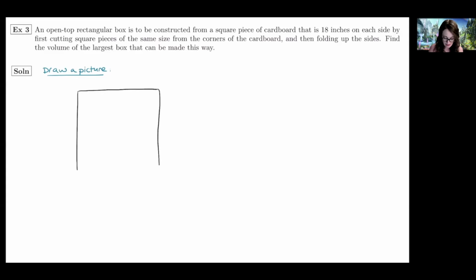And it says that when we start, it's 18 inches on a side. So I'm just going to label that. So this length here is 18 inches. And then this length here is 18 inches. And in fact, all of them are 18 inches, but the ones across from each other are the same. So a square, 18 inches on all sides. Now we're going to cut out these little squares in each corner.